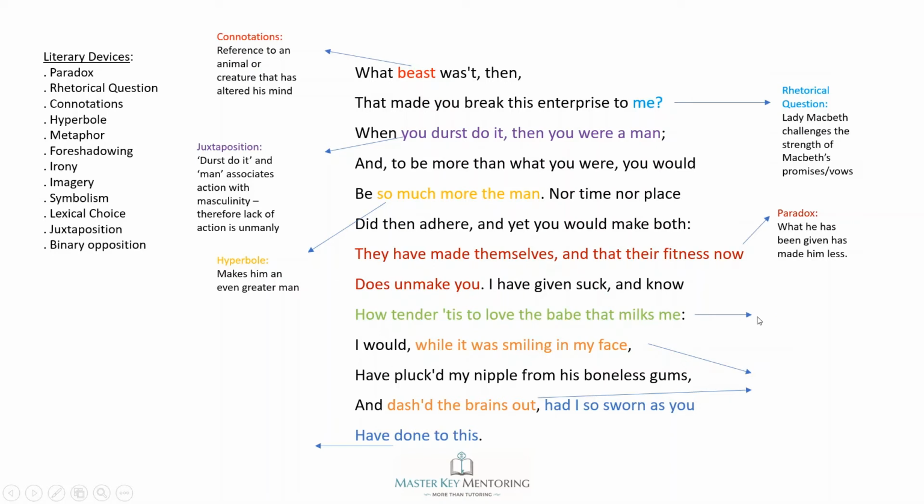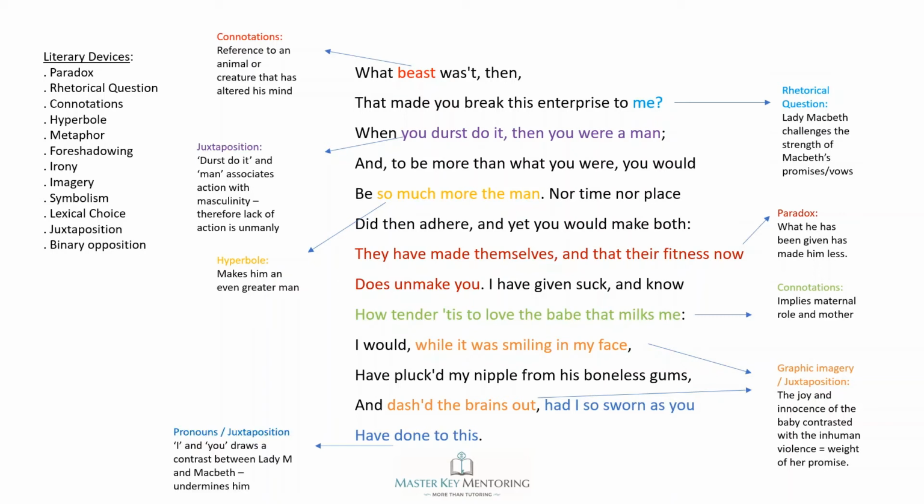So, "how tender 'tis to love the babe that milks me." Is that a paradox? No. Rhetorical question? No. Connotations? Yes. And then our subsequent examples here we have graphic imagery and juxtaposition, and pronouns and juxtaposition. And I want to make a special note about this.